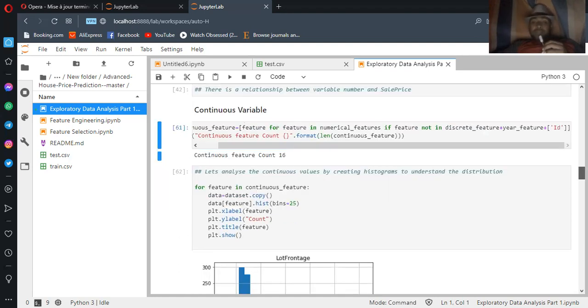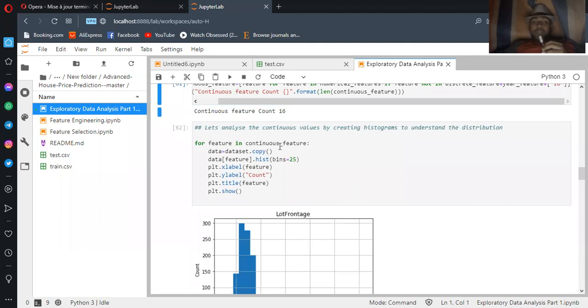Well, so if we look in here, let's analyze the continuous values by creating a histogram to understand the distribution. Because here we have continuous variables, and to visualize this type of variable, we need a histogram because that gives you the density and the distribution of this feature, how it is. Maybe it can show whether the distribution is normal or not normal, Gaussian, exponential, logarithmic or whatever. That also depends on domain knowledge.